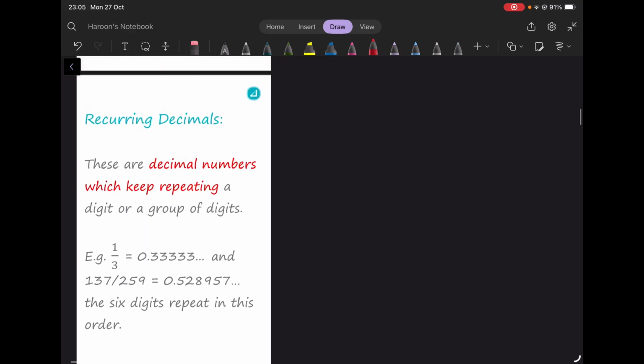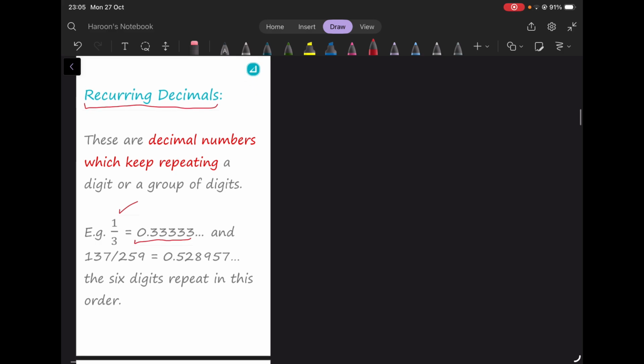Now recurring decimals, they never end. So you see 1 by 3 over here. This comes out as 0.333333 and so on. So recurring decimals would have a repeating pattern like this.